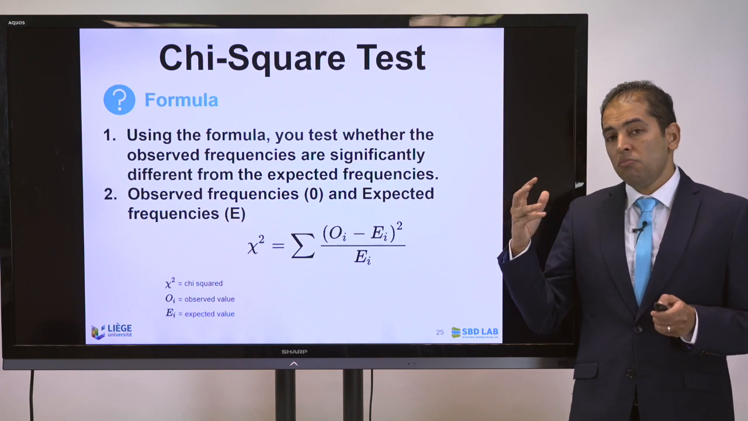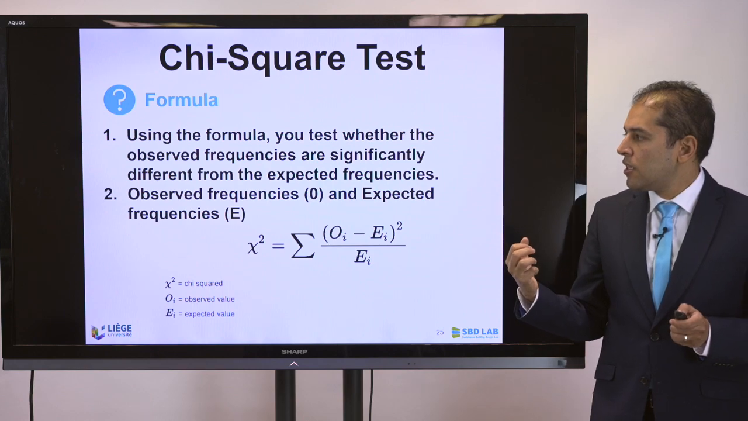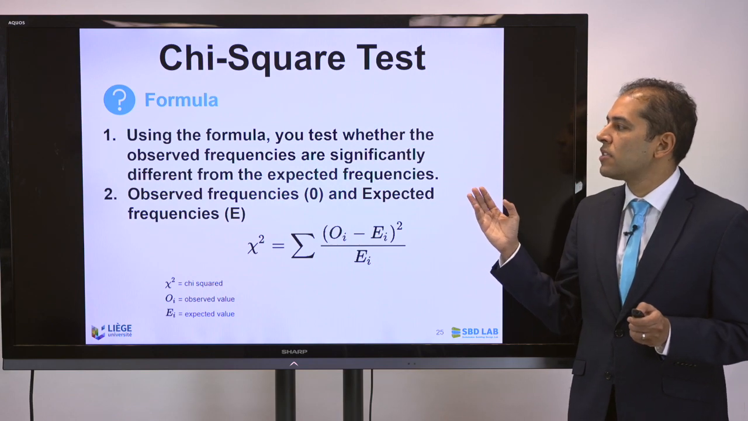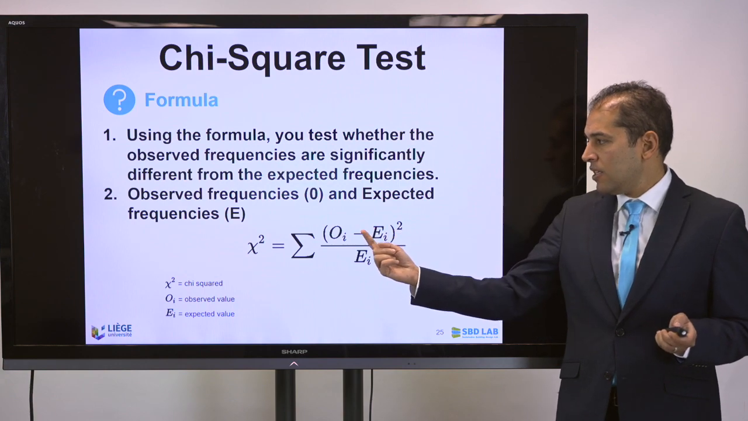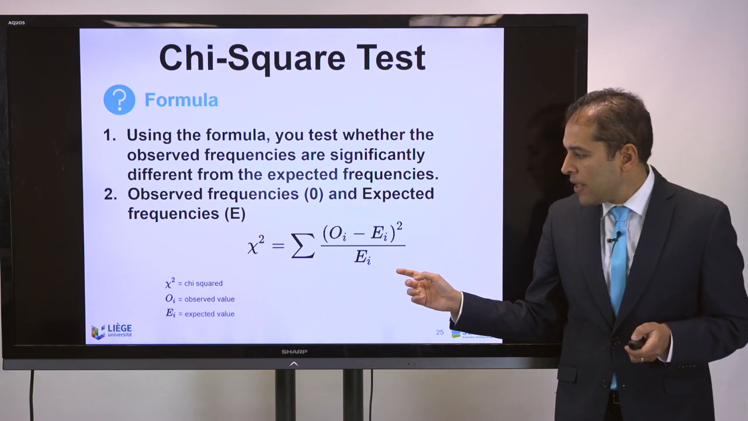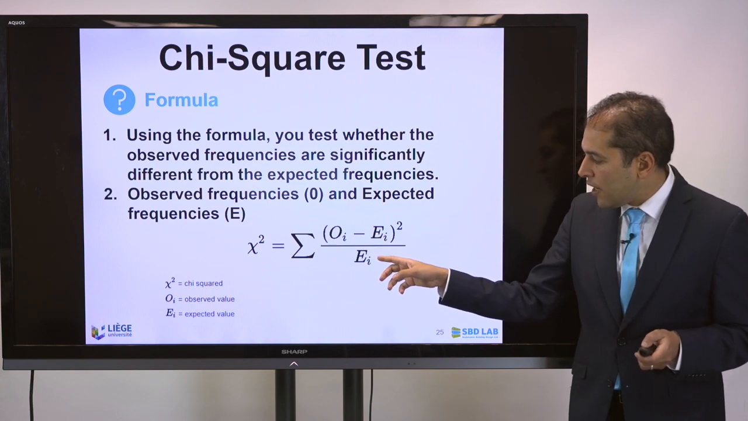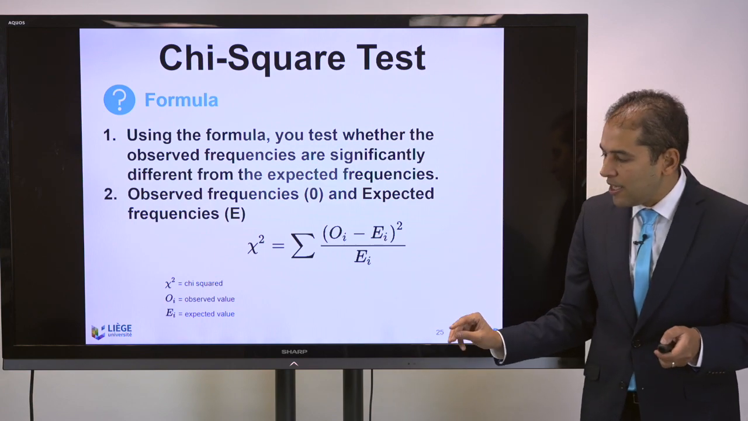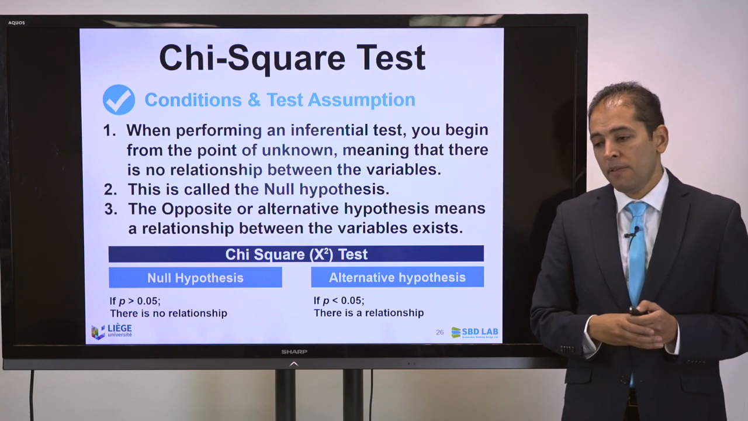Another important piece of information I can share with you is the equation that can be used for the chi-square test. Here is the formula, and we use it to test whether the observed frequencies are significantly different from the expected frequencies. Here we have observed frequencies in the form of O and expected frequencies in the form of E. We simply have chi-squared, χ², which is the sum of the observed values minus the expected values, squared, divided by the expected values. Based on that, we can calculate the chi-squared value.